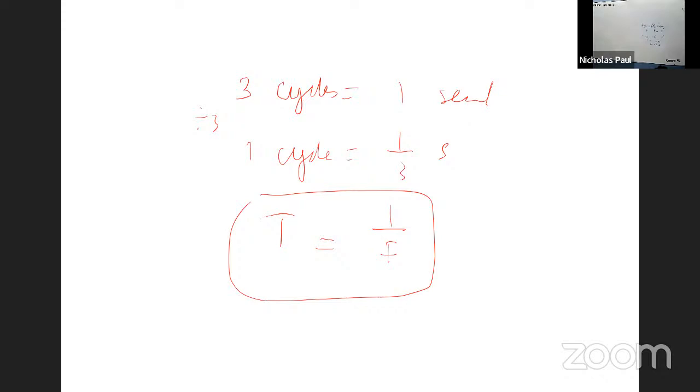Make sure you remember the SI units as well, right? Period is capital T, yeah. Right, for those who are not paying attention, period is capital T and frequency is f, right?